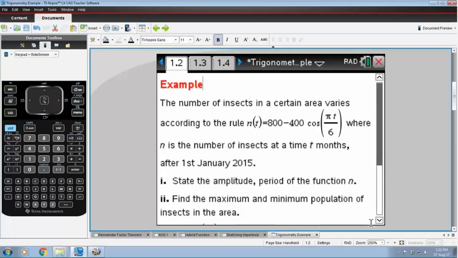An application question of trigonometry. The number of insects in a certain area varies according to the rule N of t equals 800 minus 400 cos of pi t over 6, where N is the number of insects after a time t months after the 1st of January, say 2015.